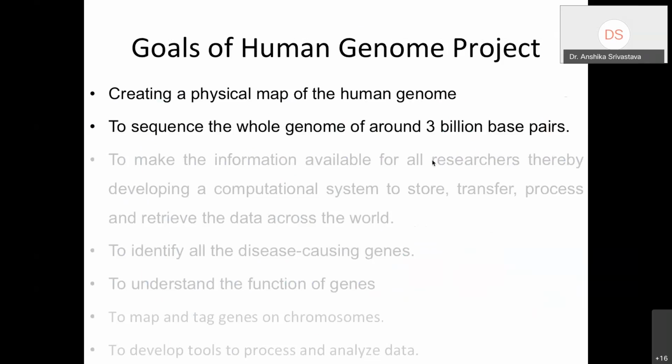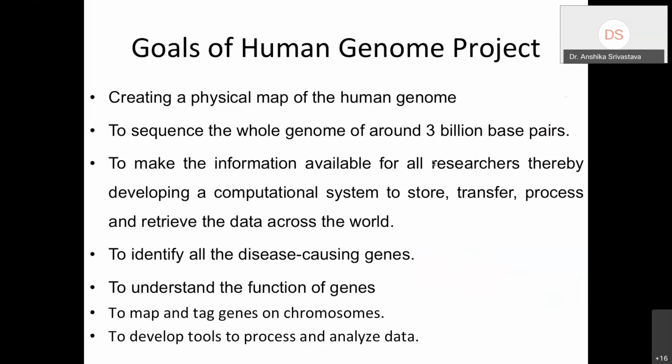In addition to these broad goals, there were additional goals, and they were to make the information available for all researchers, thereby developing a computational system to store, transfer, process, and retrieve the data across the world, to identify all the disease-causing genes, to understand the function of genes, to map and tag genes on chromosomes, and to develop tools to process and analyze the data.